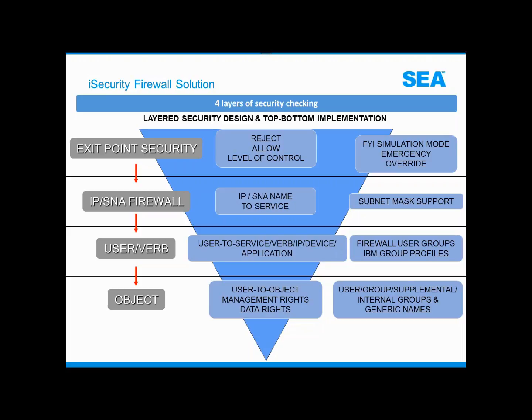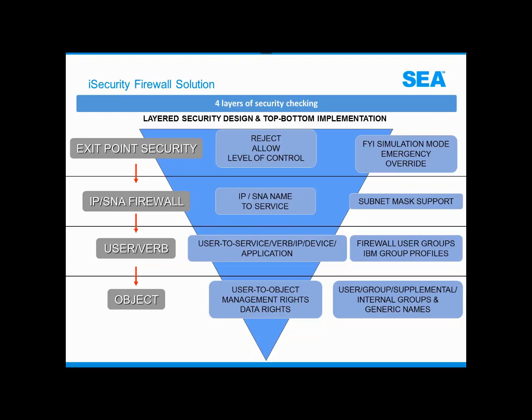You can choose any of the existing IBM group profiles for your user, or if that group profile doesn't exist, you can certainly use our firewall to create your own user groups and add members to it at this layer. Very efficient way of handling this level of security checking. Once you've passed that layer, we'll come down to the last and final layer of checking, which is the object, which is different from native object security.